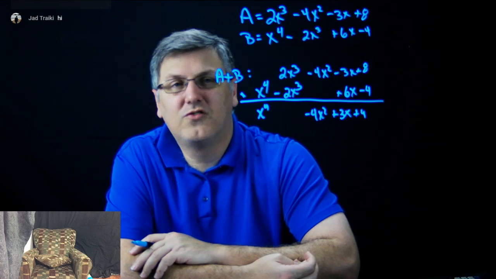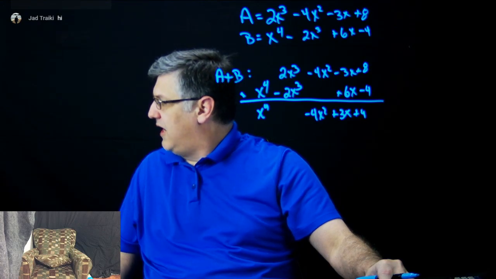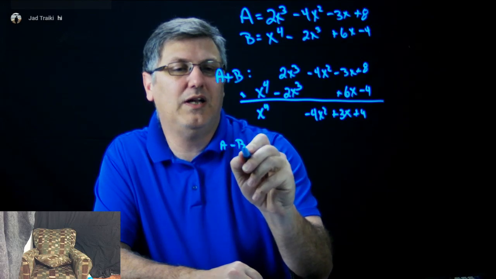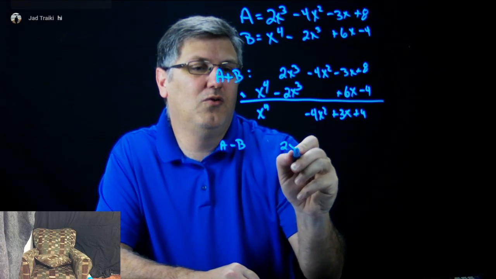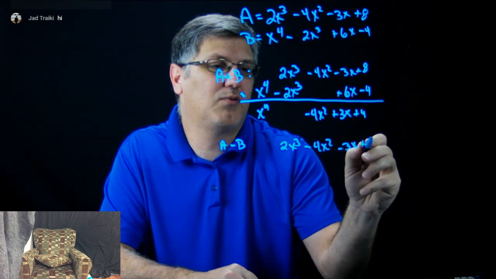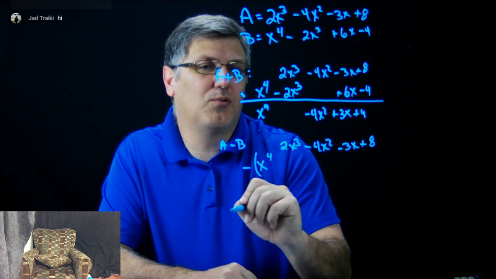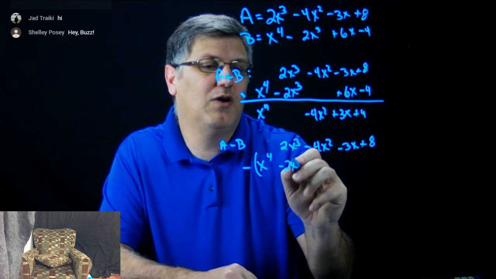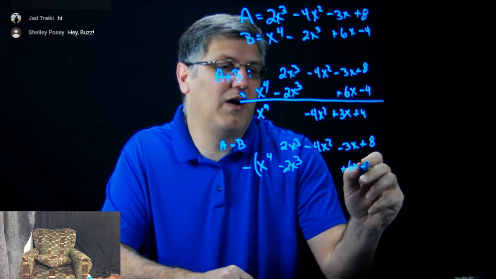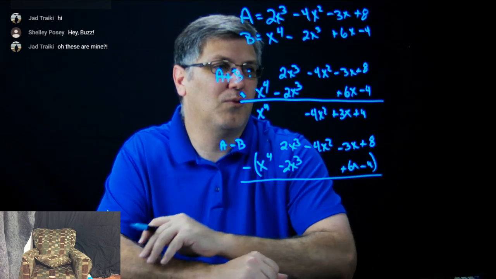All right. So the next one I asked was a minus b. Well, we're going to do the same setup. We're going to do 2x cubed minus 4x squared minus 3x plus 8 minus x to the fourth minus 2x cubed, and I will put this in parentheses and I'll explain why in a second. We're going to skip the x squared, plus 6x minus 4. Okay, this minus has to go to everything. That's why I put it in parentheses.